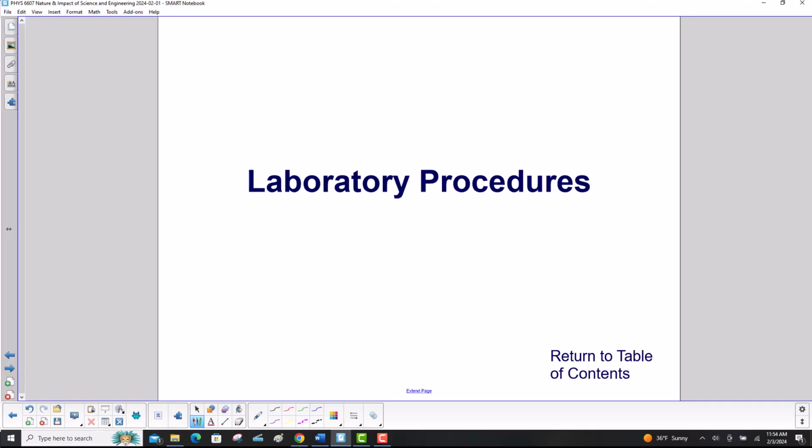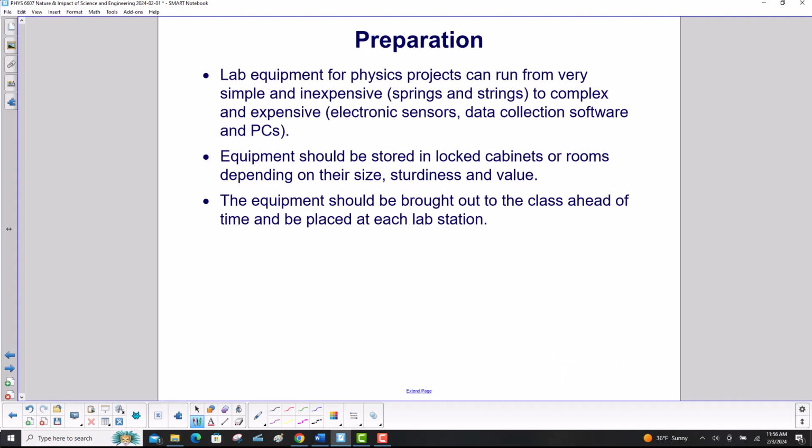Laboratory procedures. Lab equipment for physics projects can run from very simple and inexpensive, such as springs and strings, to complex and expensive, electronic sensors, data collection software, and PCs. Equipment should be stored in locked cabinets or rooms depending on their size, sturdiness, and value. The equipment should be brought out to the class ahead of time and be placed at each lab station.